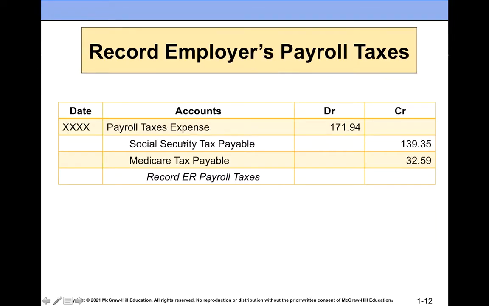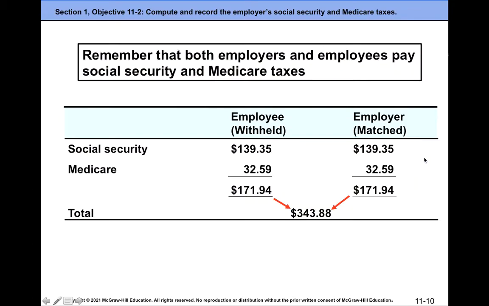We debit this new account, called payroll tax expense, and we credit two liabilities. Now, I want to remind you that these liabilities for employees' Social Security and Medicare we already recorded when we took them out of their gross pay in Chapter 10. Right now, we're just recording the employer's portion.